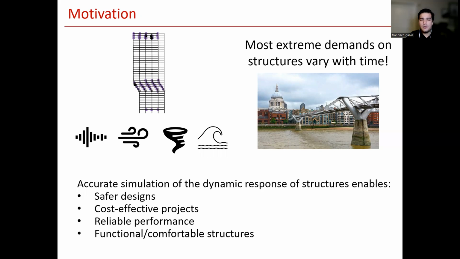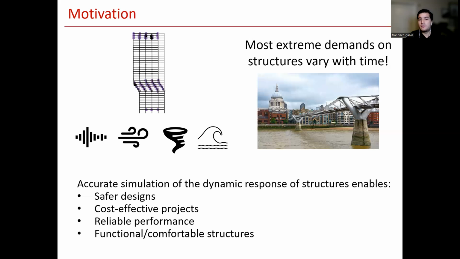So what we will argue here is that an accurate simulation of the dynamic response of a structure would first enable safer designs, because there's less likelihood of ignoring some dynamic aspect. That's why the example you see on the figure towards the right of this slide is the Millennium Bridge in England, that had significant issues due to vibration when it was first opened in the beginning of the 2000s because of that precise problem.